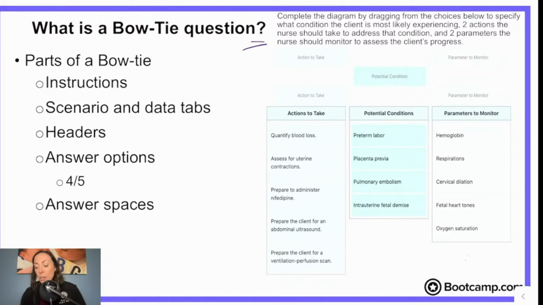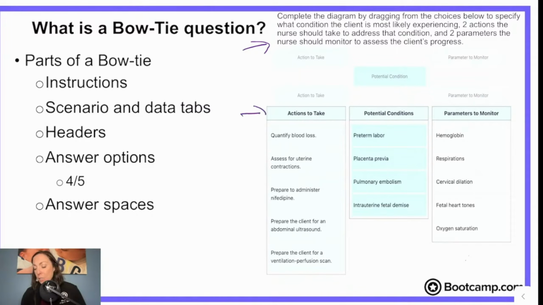You're going to be given your instructions, and those are pretty standard. It's telling you to complete the diagram, and it gives you all the information you need. Then you're going to have scenario and data tabs. The scenario is going to be what's happening with the client. You might have data tabs that could be vital signs or head-to-toe assessment. It could be nurse's notes, progress notes. Anything is fair game there. So you're going to look through all your data tabs when you get these questions.